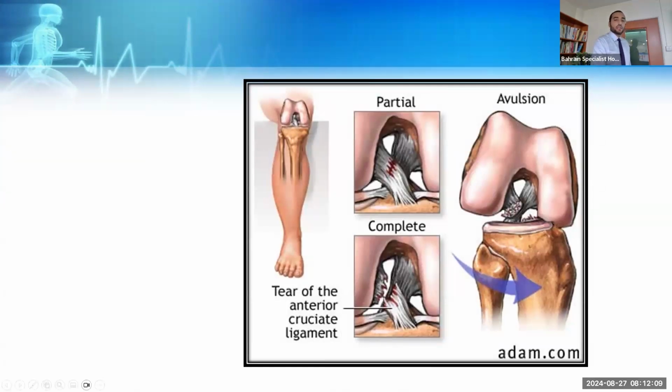This is a diagrammatic illustration of the partial tear, the complete tear, and also there is another type of tear which is called the avulsion tear. This commonly occurs if the quality of the bone is not very good, and it happens when the ligament is strong enough and exerts strong enough force to cause avulsion of the tibial spine.